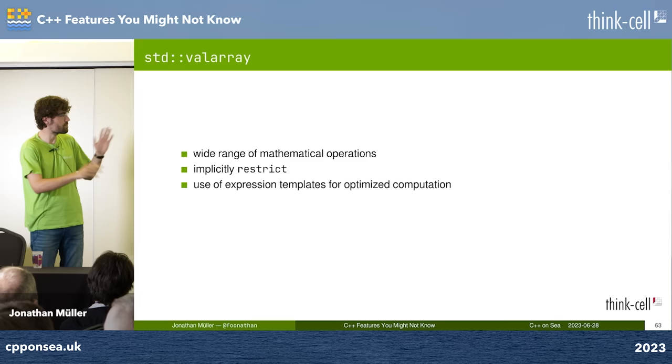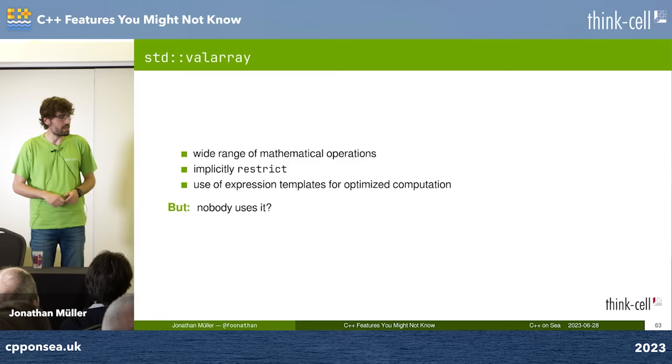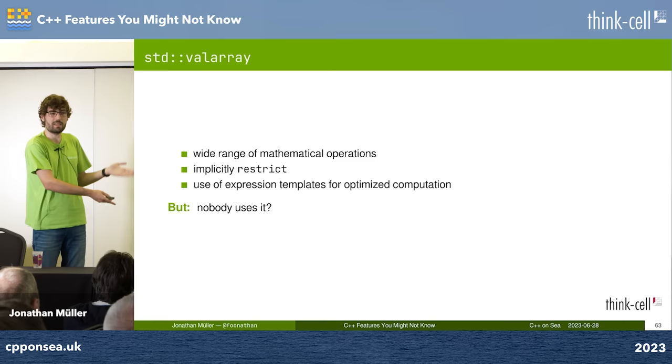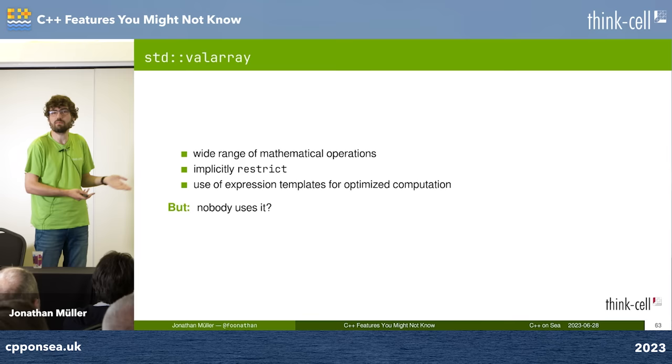It's pretty well optimized, but nobody uses it. There is this myth that they're not good to use, but nobody uses it, so they don't spend any time optimizing it. I don't know why, there isn't any technical reason why you shouldn't use it, it's just that nobody does. If you truly need a dynamic vector operation, you can try valarray. It's there in your standard library.